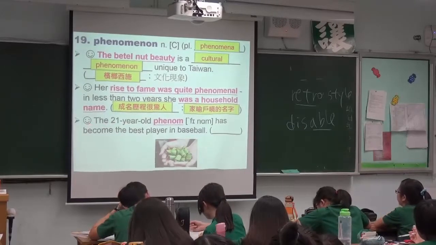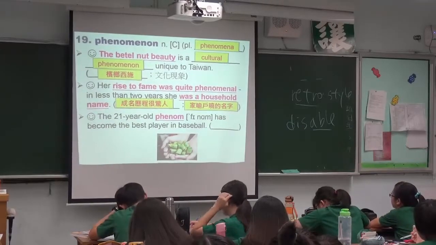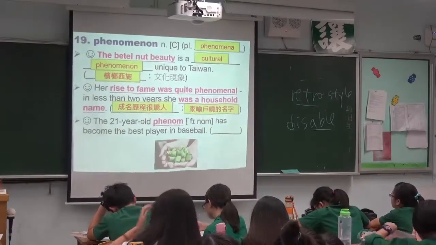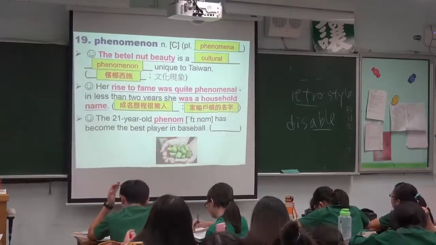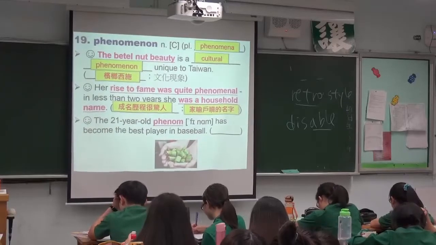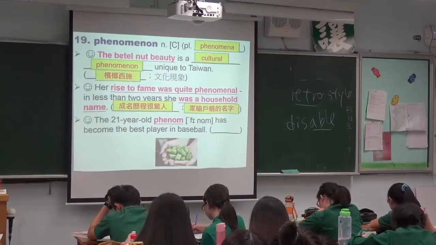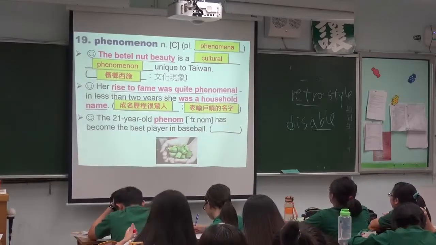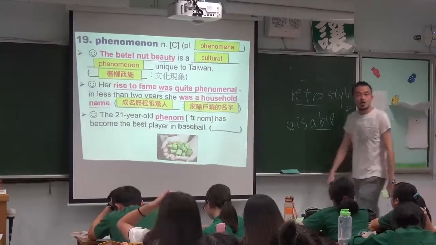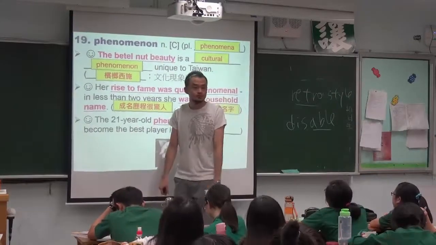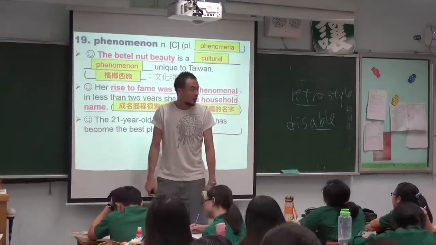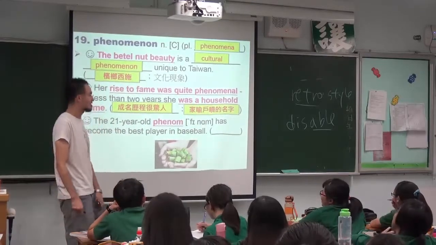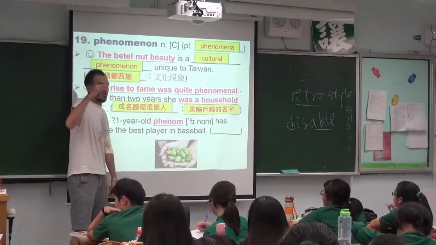The 21-year-old phenom has become the best player in baseball. 这个地方这个字的重音在前面，所以是 phenom. So when there's someone who is a phenom, what does that mean? Phenom. Do you like soccer? Lionel Messi. So like you can say Messi.